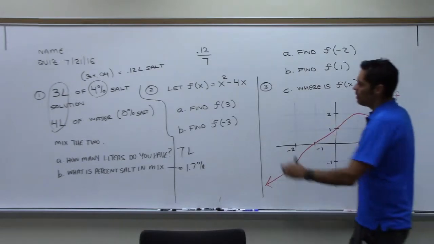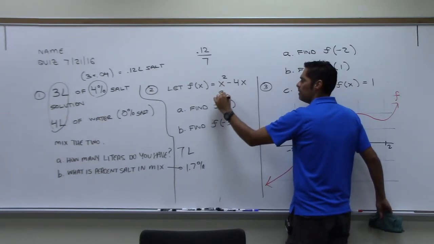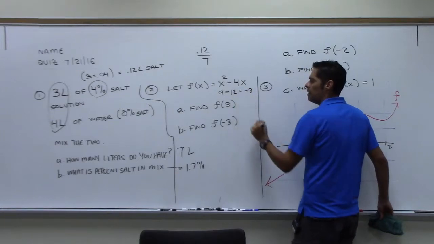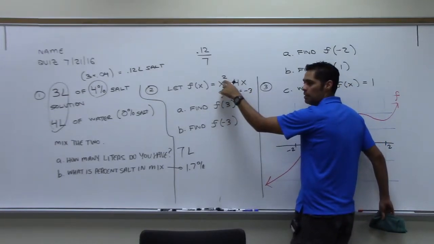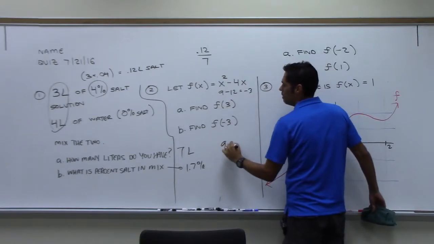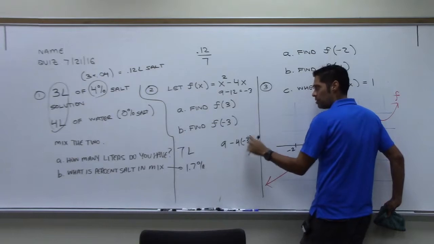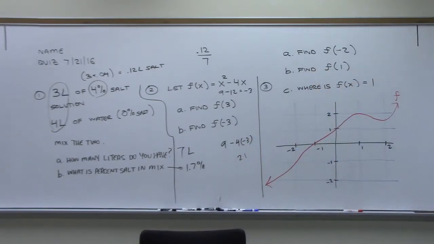This one right here, you plug in 3 into this, you get what? 9 minus 4 times 3, 12, gives you negative 3. And then here you plug in negative 3 squared, still 9, minus 4 times negative 3, so this is 9 plus 12, that's 21. So you should get negative 3 and 21.